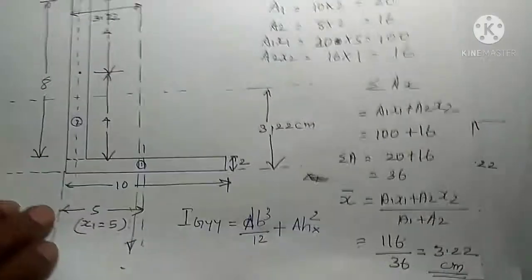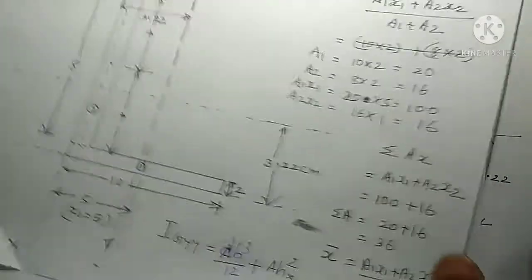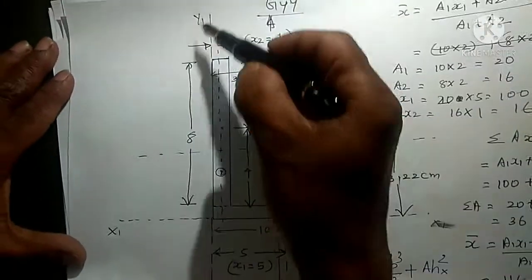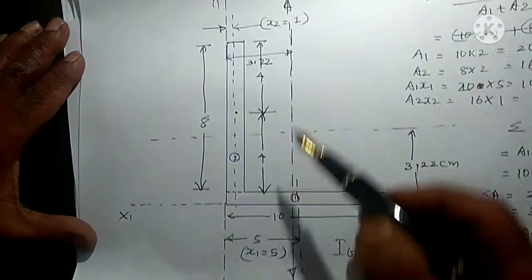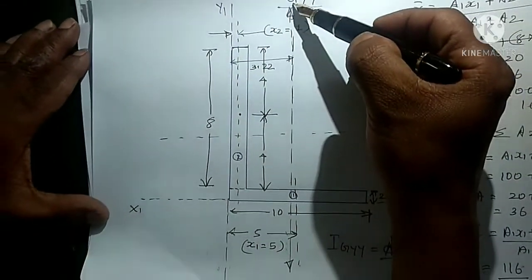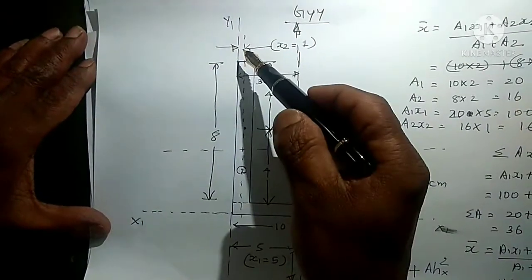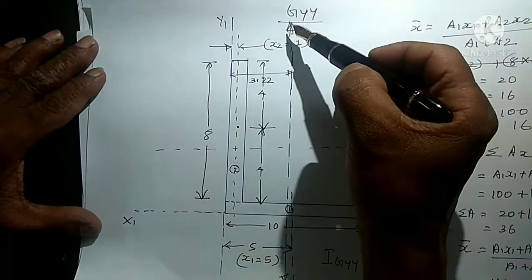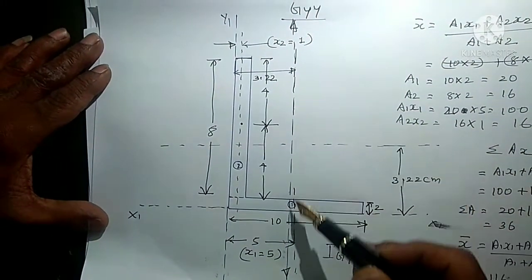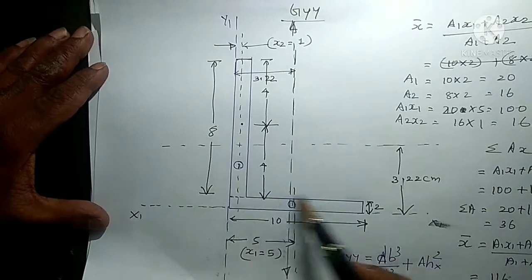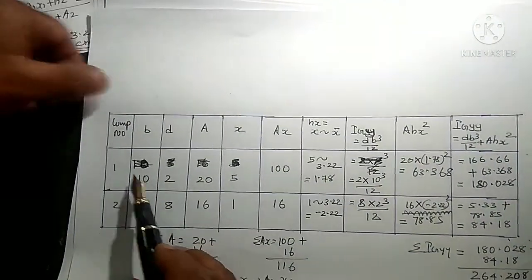And similarly, you have to consider a new axis y1, and with respect to that one, you have to find out the vertical centroidal axis of the whole lamina. After that, with respect to that vertical centroidal axis, you have to find out the moment of inertia of the whole lamina. So for that purpose, you have to follow this table.